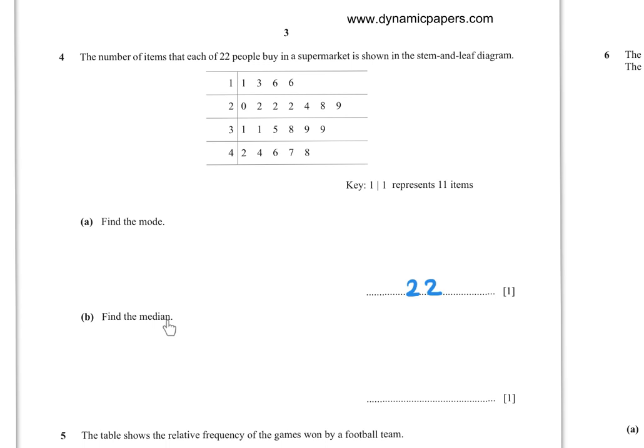Now find the median. To find the median, we have 22 values, an even number, so we have 2 values in the middle. To find their order, 22 divided by 2 is 11, so the 11th value and the next one, the 12th value. So 1, 2, 3, 4, 5, 6, 7, 8, 9, 10, 11, and 12. The 11th is 29, and the 12th is 31. Add them, then divide by 2 to find the median.